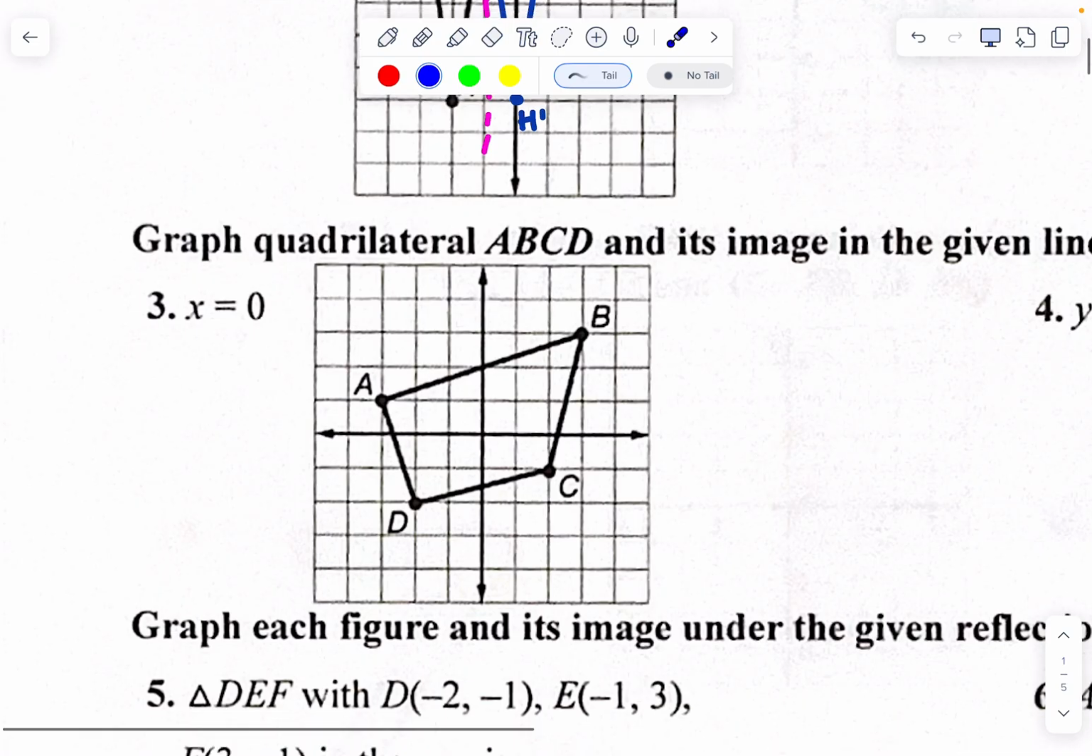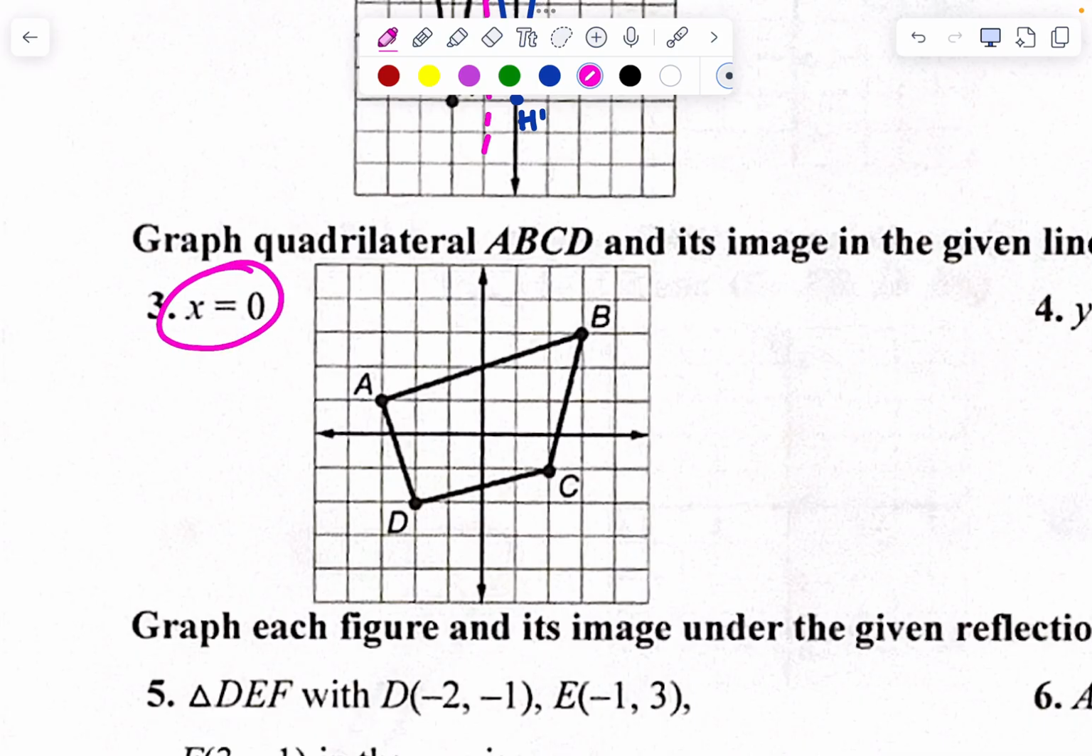That's really loud. Okay, now number 3 is a little bit tricky because they have the line x equals 0. How do I graph x equals 0? Is it a vertical line or a horizontal line? Vertical. You're sure? It's X, so it goes up and down.